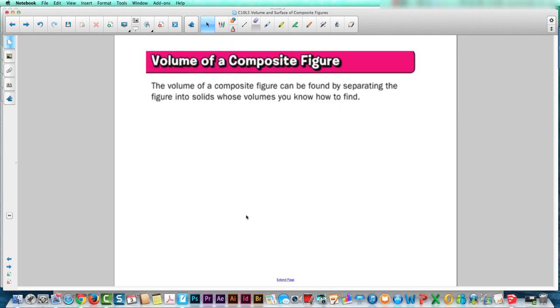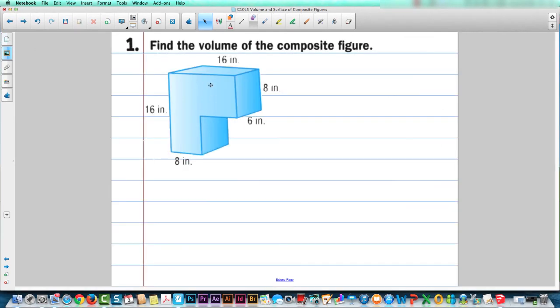So how do we get the volume of a composite figure? We're going to separate or break down the figure into solids whose volumes you do know how to find. Here I have a composite figure and I need to find its volume. So I'm going to decompose it into two solids that I do know how to find the volume of. Let me show you this in SketchUp.